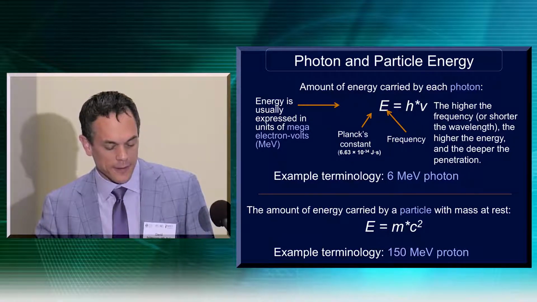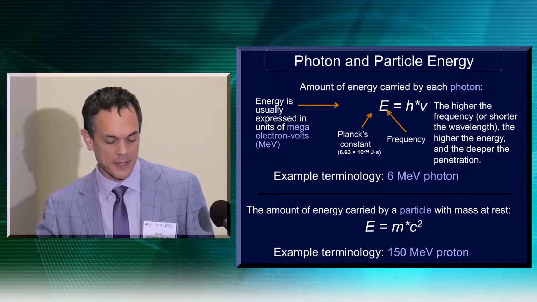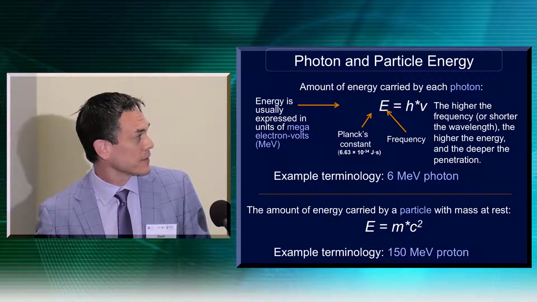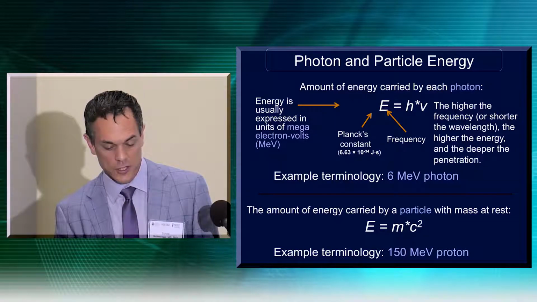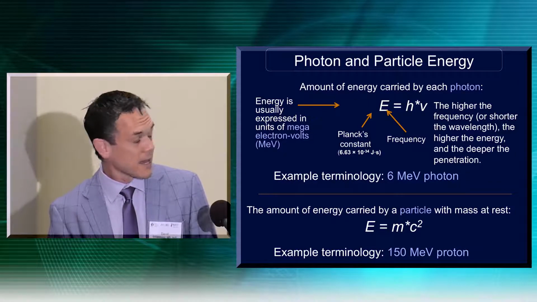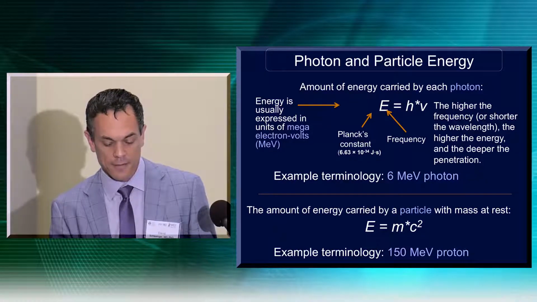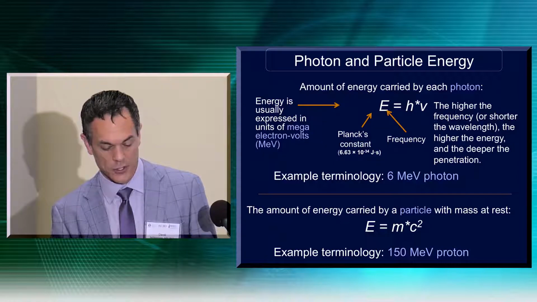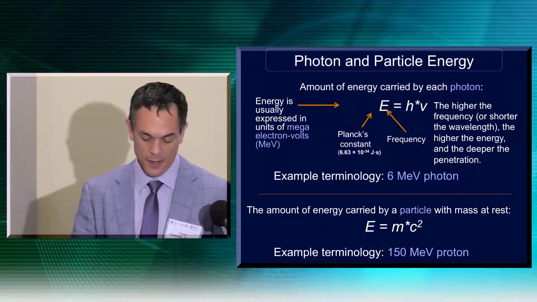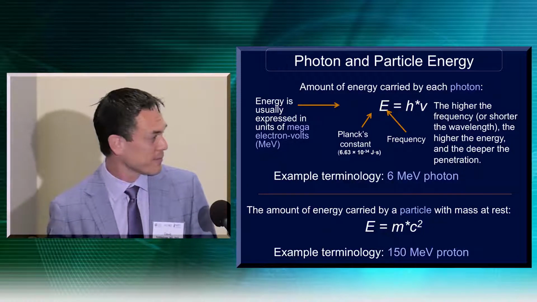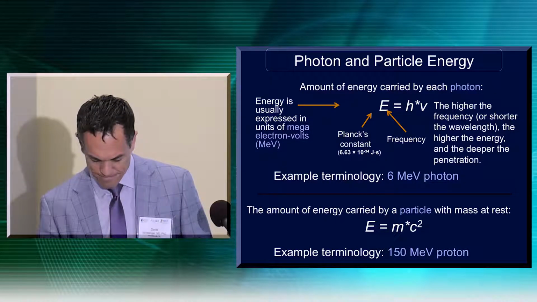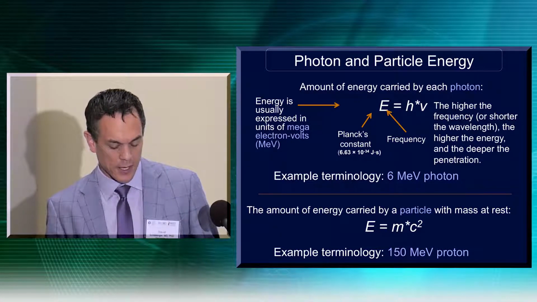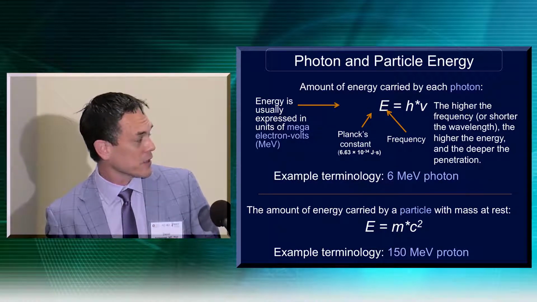So one of the first terms you'll hear physicists toss around is a unit called an MeV, and that stands for mega electron volts, and it's just a unit of energy. And so what happens is that individual photons have some amount of energy that's represented by this formula on the screen. And so the higher the frequency of the photon or the shorter the wavelength, the higher the energy and the deeper the penetration. And equivalently, particles have an amount of energy that's represented by Einstein's well-known formula. And so you can have terminology, such as a 6 MeV photon or a 150 MeV proton. So you'll hear us talk about stuff like that.